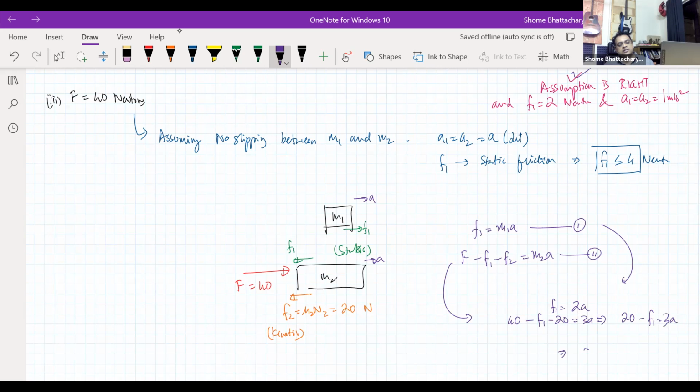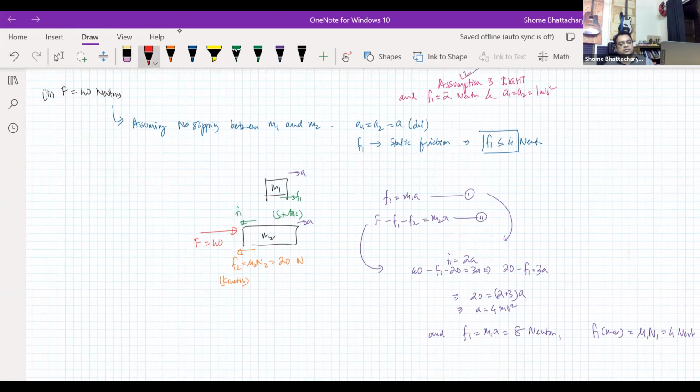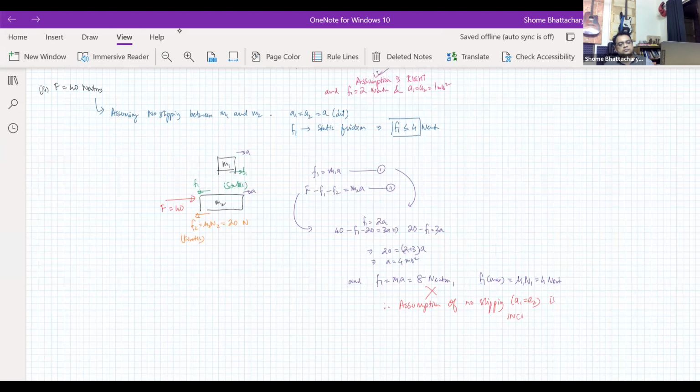So when I compare these two, I get 20 is equal to 2A plus 3A. So if they had a common acceleration, it would be as much as 4 meters per second square. But the required friction is too much for this. F1 is 8 newtons. Now we know that F1's maximum possible value, which is mu1 N1, is only 4 newtons. So the moment I see this, I understand that my assumption has failed. Therefore the assumption of no slipping, that is A1 equal to A2, is incorrect. So A1 is not equal to A2 and F1 is a kinetic friction. So it cannot be less than; it is equal to mu1 N1, equal to 4 newtons.